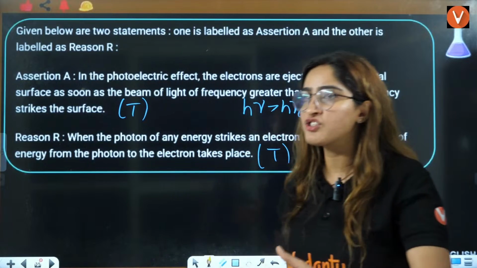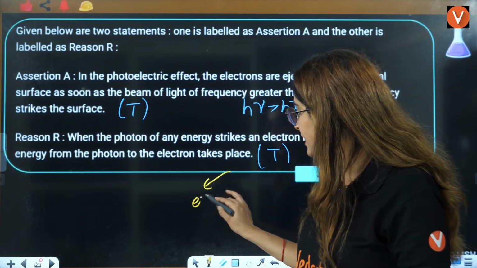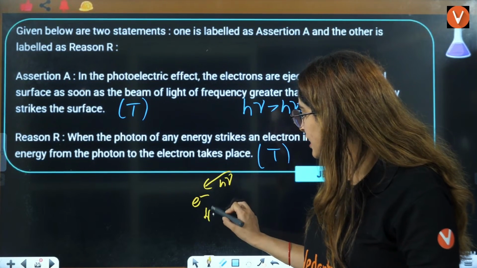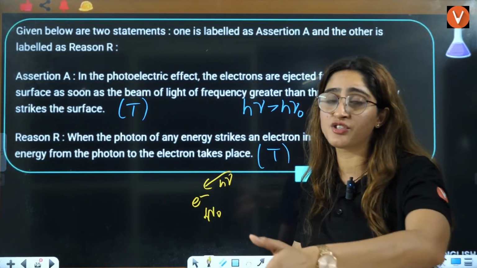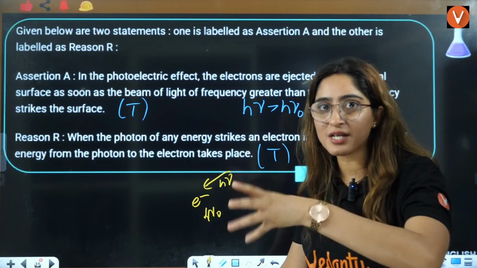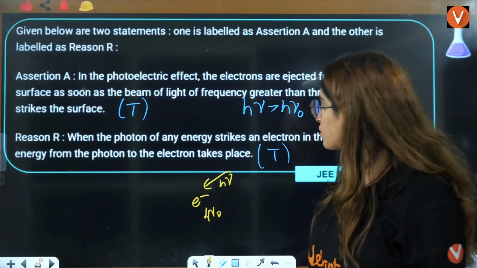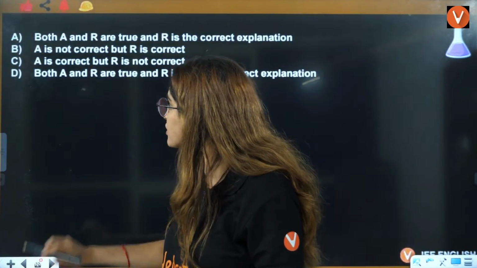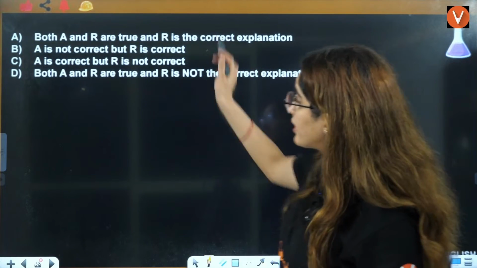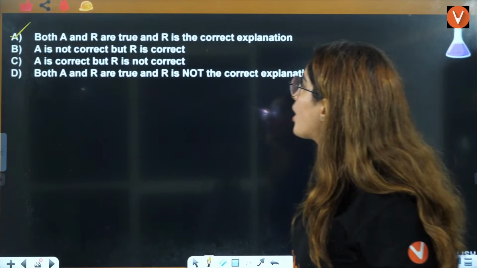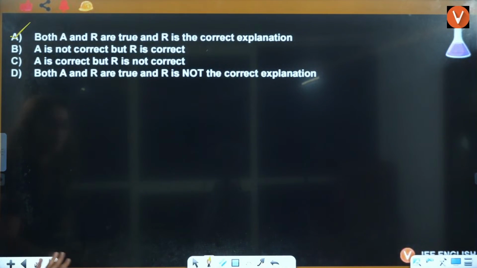If the energy given to you is enough, this is photon, this is electron. If this is h nu, this is h nu naught. If the energy provided to it in the collision is good enough, the transfer is good enough that the electron can be ejected, so it will eject, right? So they are giving the explanation also. So the answer will be D, right? Okay. Sorry, the answer will be A. Yes, both A and R are true. R is the correct explanation. Okay, so the answer will be A.